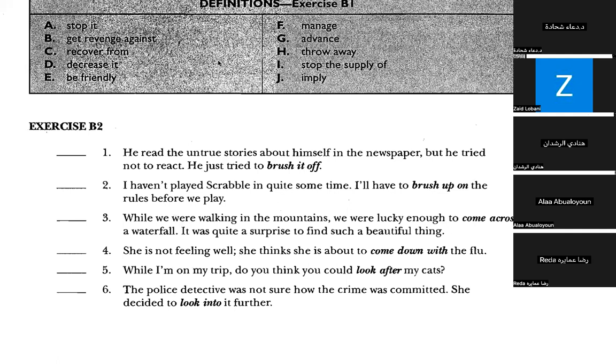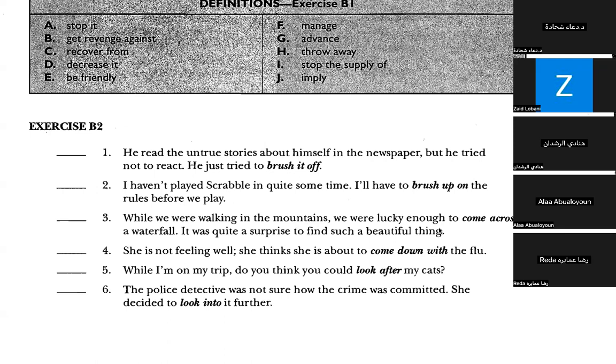Now, number 3. So do we have any hands up in the air? Let's see. Dr. Khulud, and then I'll come back to you after Dr. Khulud, okay? Because she has her hand up. Yes. While we were walking in the mountains, we were lucky enough to come across a waterfall. It was quite a surprise to find such a beautiful thing. From the choices, unexpectedly find.